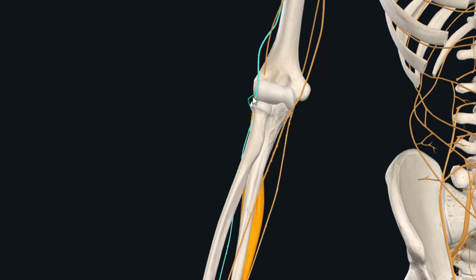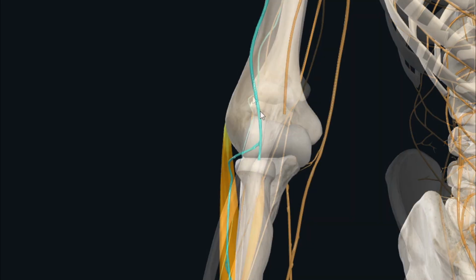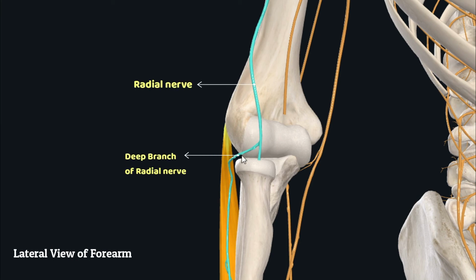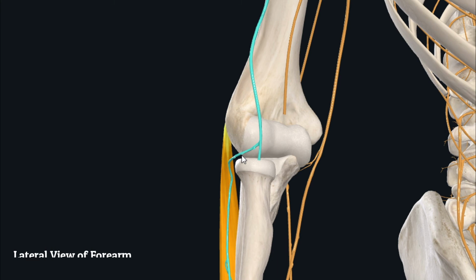Now lastly, we will talk about the nerve supply of this muscle. The extensor carpi ulnaris muscle has its innervation through the deep branch of the radial nerve. So I am showing you a lateral view of the forearm and you can see that this nerve is the radial nerve while this one is the deep branch of the radial nerve which actually innervates the extensor carpi ulnaris muscle.